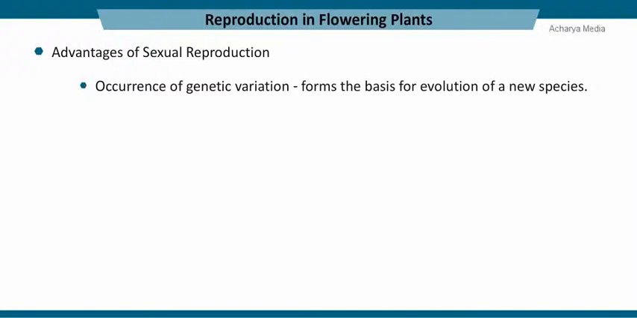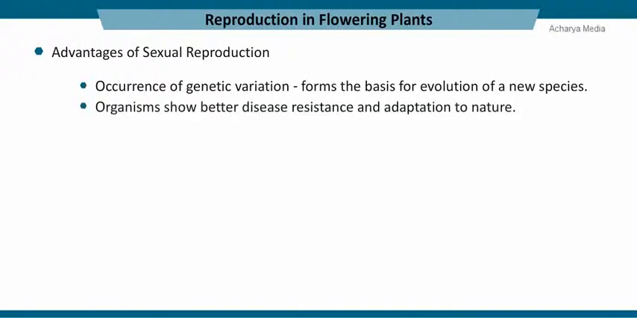In asexual reproduction, however, natural selection has to wait for some sort of mutation or genetic drift to take place. Organisms produced through sexual reproduction show better disease resistance and adaptation to nature than those produced from asexual reproduction. The above discussed points show that sexual reproduction is more advantageous than asexual reproduction.